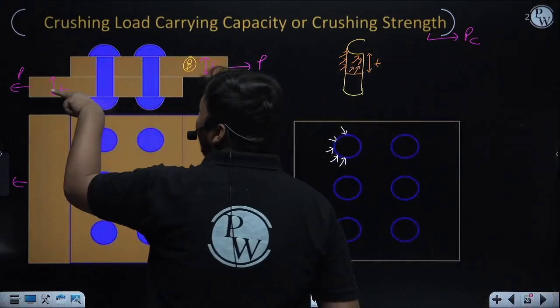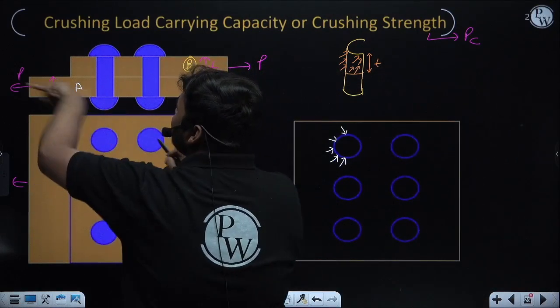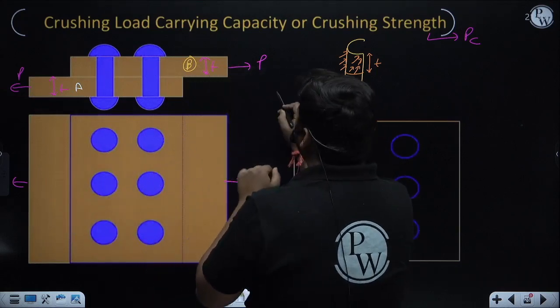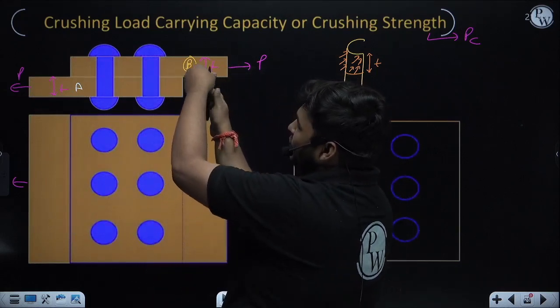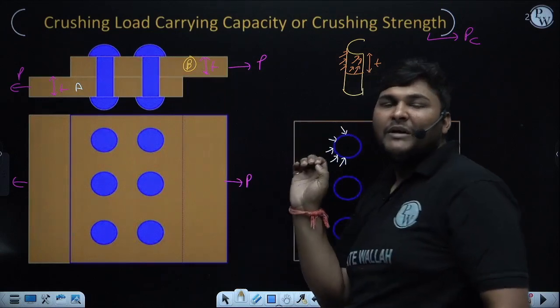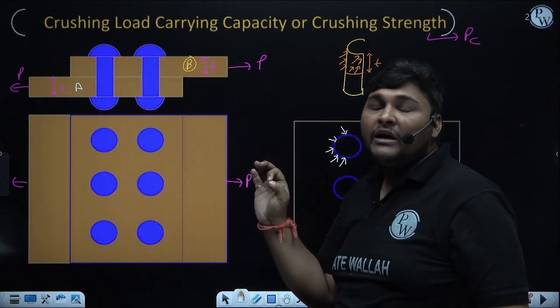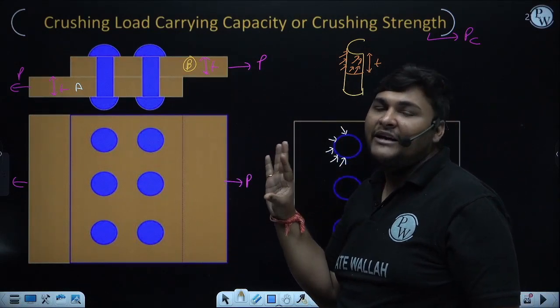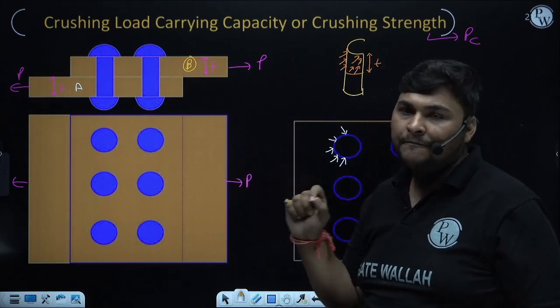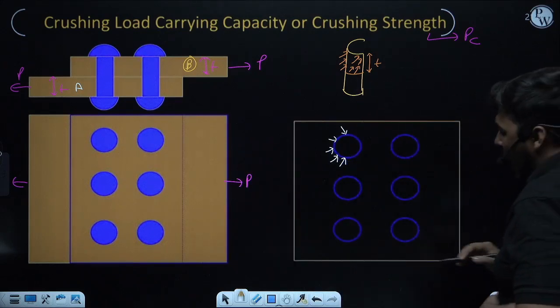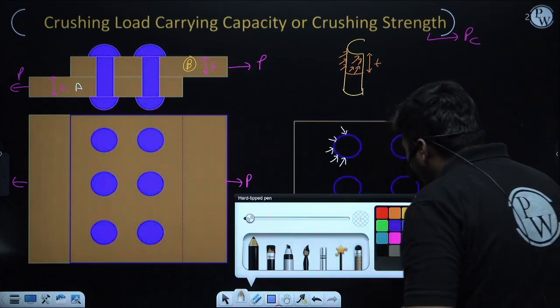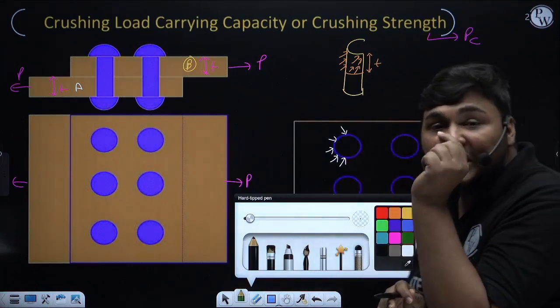This load P will try to pull plate A, suppose it is plate A, in this direction. So it will apply a crushing stress in this side of the half portion of the rivet. Okay. But we will consider any one plate, and we will consider the plate whose thickness is less, but right now the thickness of both plates is the same. Okay. Now, how to calculate crushing stress? For that, first we need to calculate the crushing area of a single rivet.